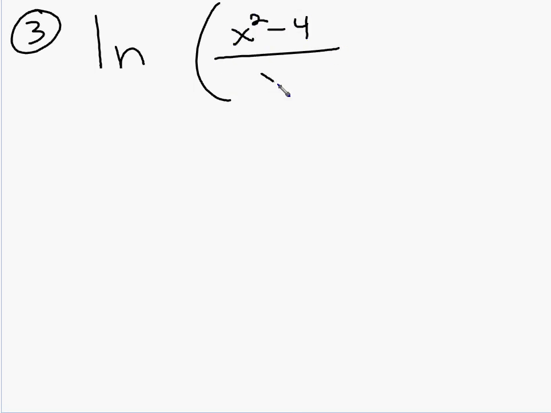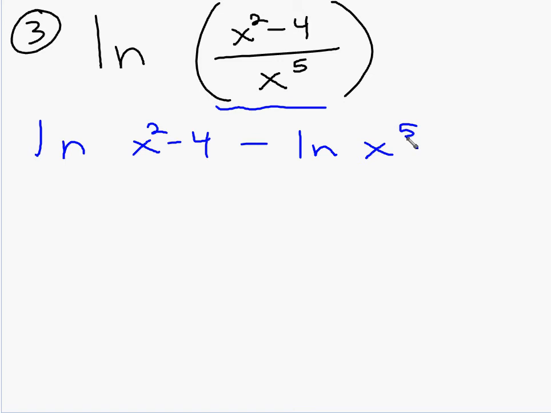Let's keep getting more difficult here, because I know that's where a lot of your questions would be. This is a good one. The natural log of x squared minus 4 over x to the 5th. Now this one is putting several properties together. It's actually putting the power property, the product property, and the quotient property all together. You see I've got a quotient here. So what I would do first is split it up with the quotient property. Make this the natural log of x squared minus 4 minus the natural log of x to the 5th.